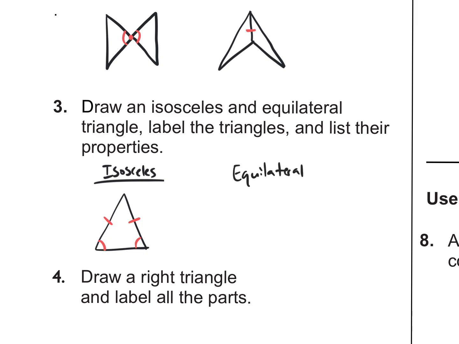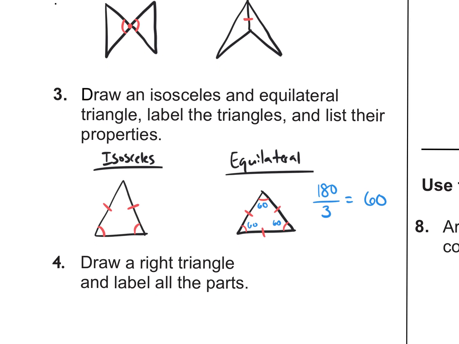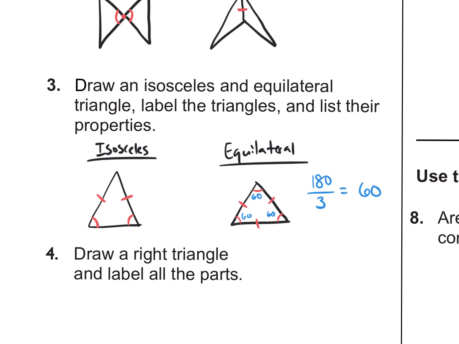Okay, now let's talk about equilateral. What do we know about an equilateral triangle? All sides are the same, which means all angles have to be the same. Do we know anything else about equilateral triangles? Yeah, all angles are 60 degrees. How do we know that? Why is that something we can assume? Because 180 divided by 3. Yeah, all of them add up to 180. So if I take 180 divided by the 3 angles that we have, we do get 60. Okay, so those are the properties you need to know about isosceles and equilateral triangles.